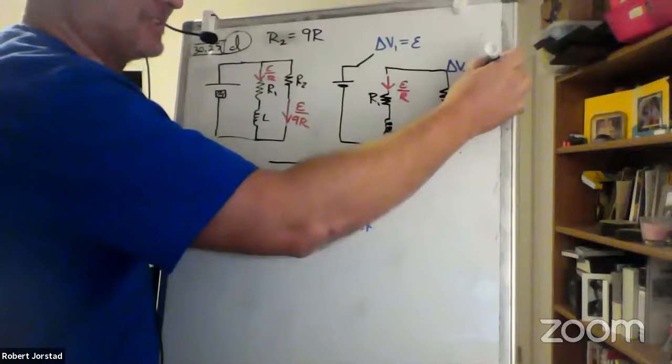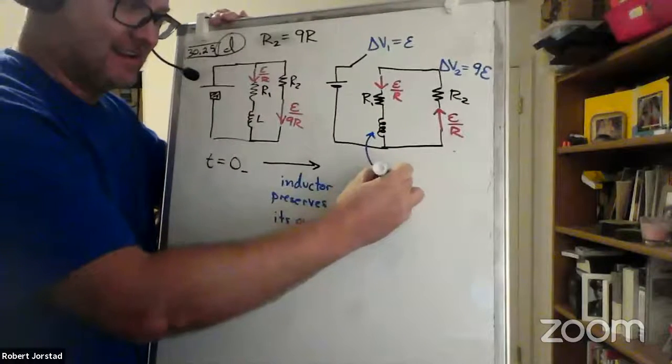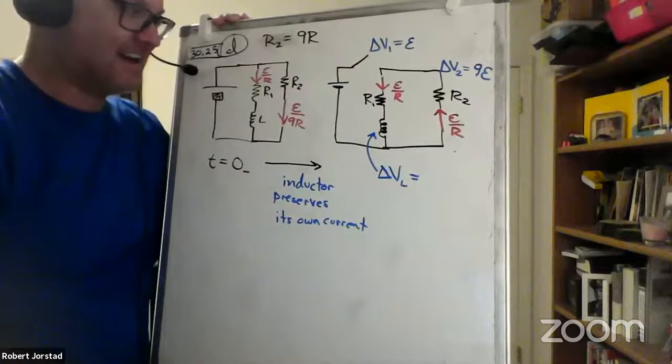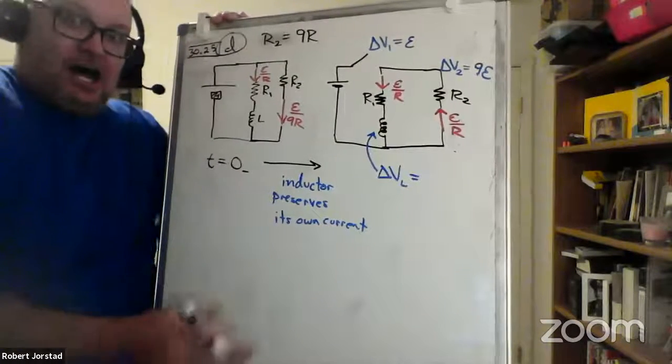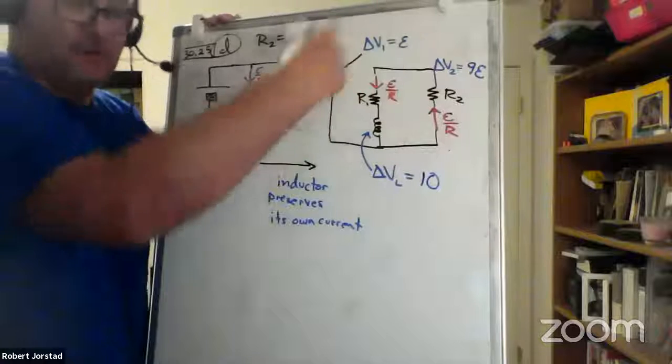See why I had that evil grin now? So wait a minute. What's the voltage across the inductor then? Wouldn't it have to be 8? 10E? 10. Oh, because it's providing for both.